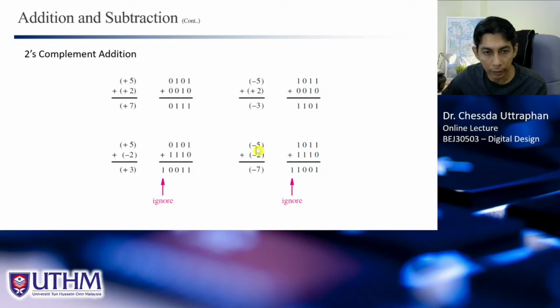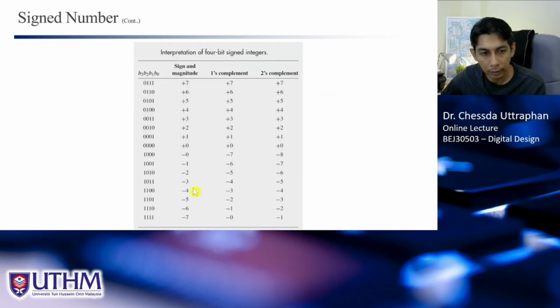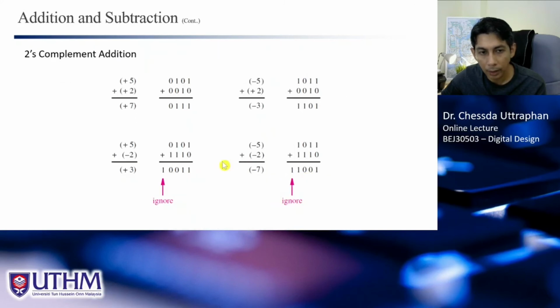What about this? Minus 5, minus 2. We have minus 7. So this is minus 5, this is minus 2. We add, we have this. And this one also, because this is bit number 5, our system is 4-bit, so we can ignore this actually. So the answer is 1001. Is it minus 7? 1001 is minus 7, exactly.